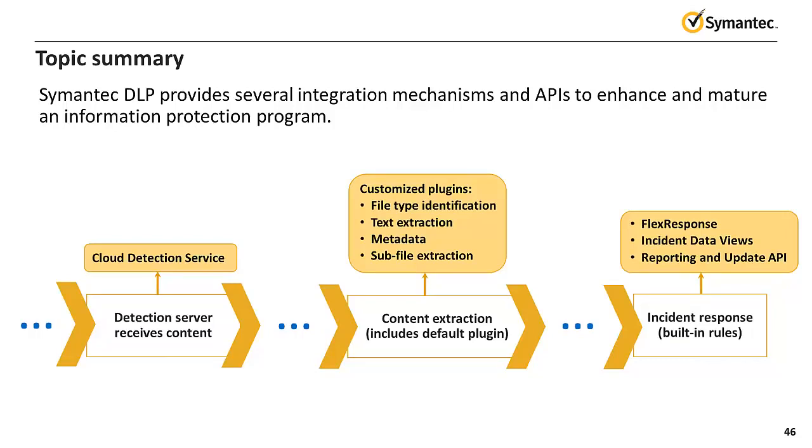Reporting and Update API. Organizations can retrieve incident details, including attachments and matched content. And additionally, the API allows incident remediation to be performed through workflows outside DLP, but still with a closed-loop interface to update incident information such as incident severity, status, remediation status and location, among other attributes.